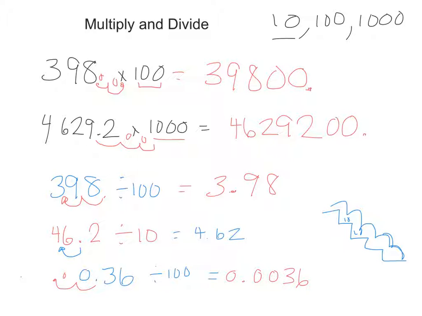0.0236. And if that same question had been times 100, we would have moved twice to the right, and our new answer just becomes 236.0 if you like, or just 236.